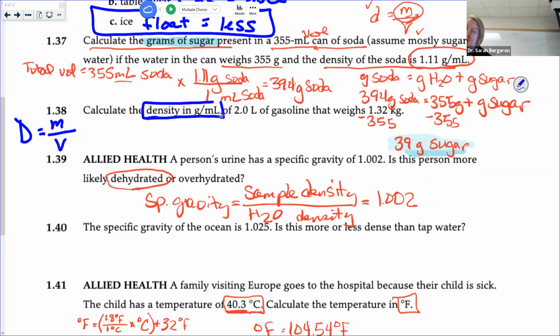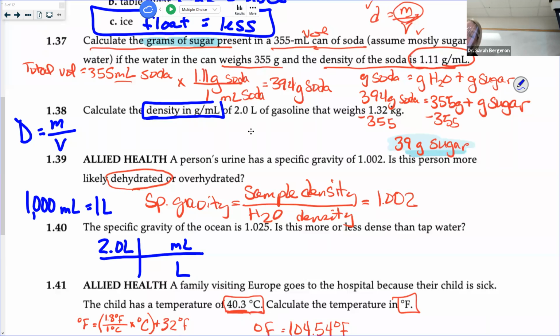Okay, so let's do that down here. We have 2.0 liters. Put your fence posts. What do I want to get rid of? Liters. So I'll put liters on the bottom. What do I want on the top? What's my equality relationship? 1,000 milliliters is equal to 1 liter. So what goes in the milliliters? 1,000. What goes with the liters? So what do I get? 2,000 milliliters. Okay, that's one of them.